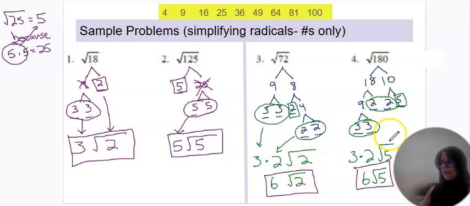For number 4, same thing. 1 3 came out for that pair, 1 2 came out for that pair, and the 5 that didn't pair up stayed under the radical. Since more than one thing came out of the radical, I multiply them back together, and I have 6 square root 5 as the simplified version of square root of 180.